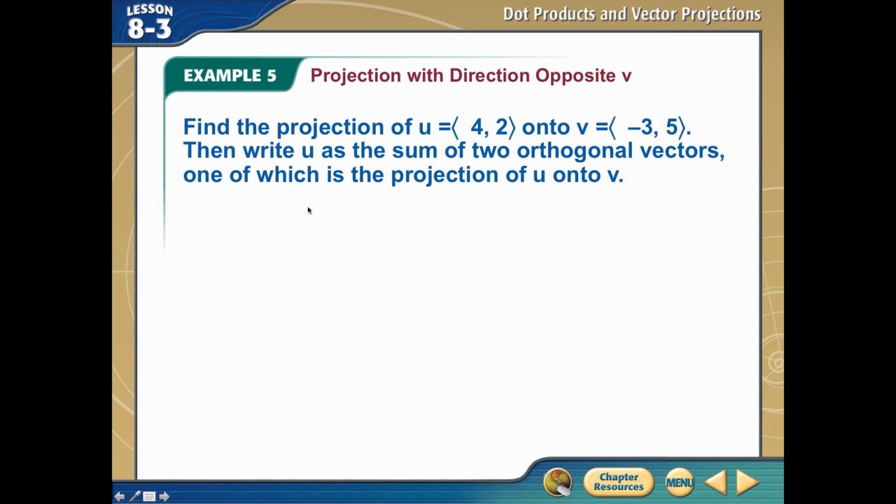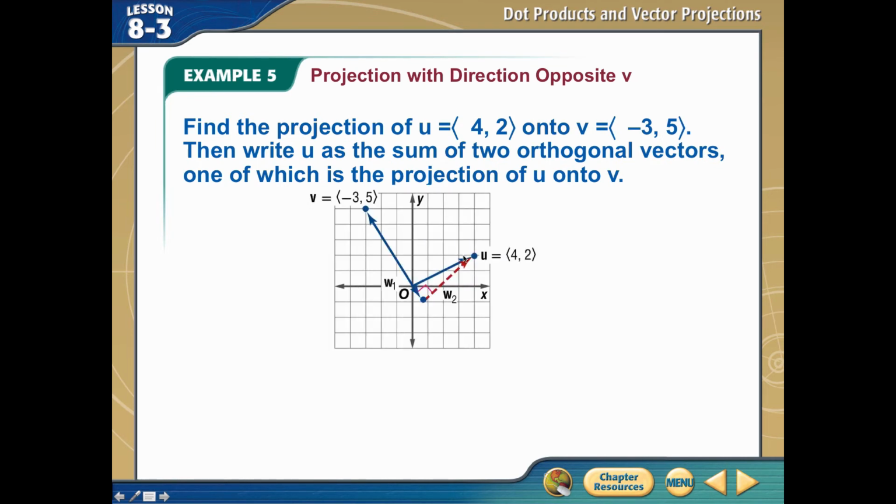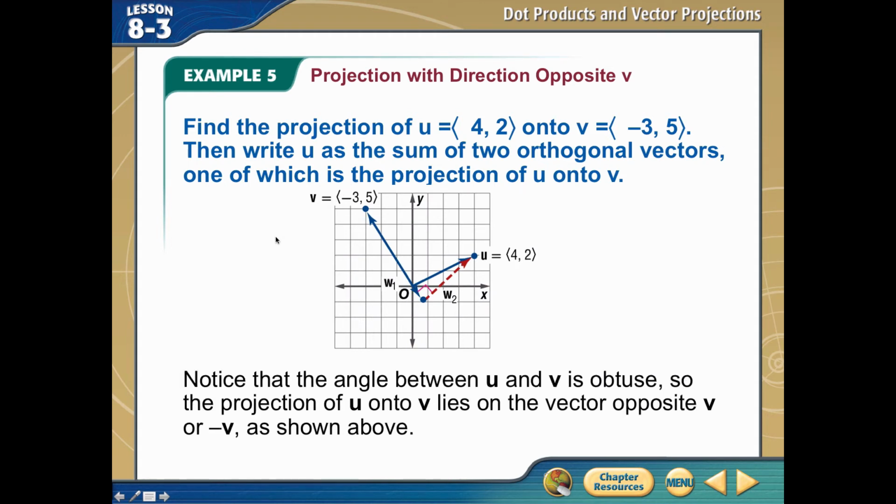Okay, in some cases, when you do a projection, if you have an obtuse angle, your projection will actually go the other direction. Guess what? Process is still exactly the same.